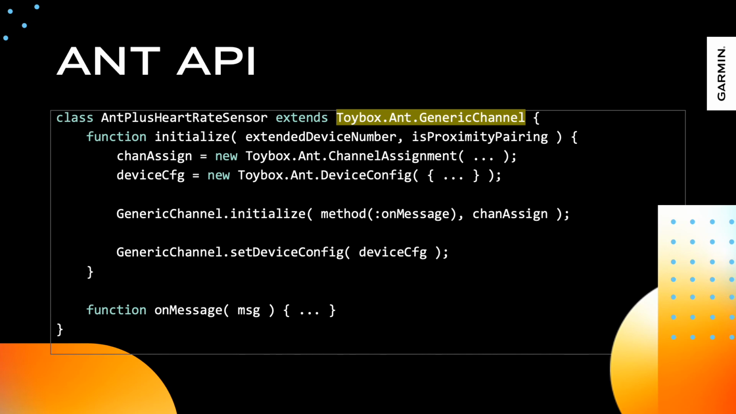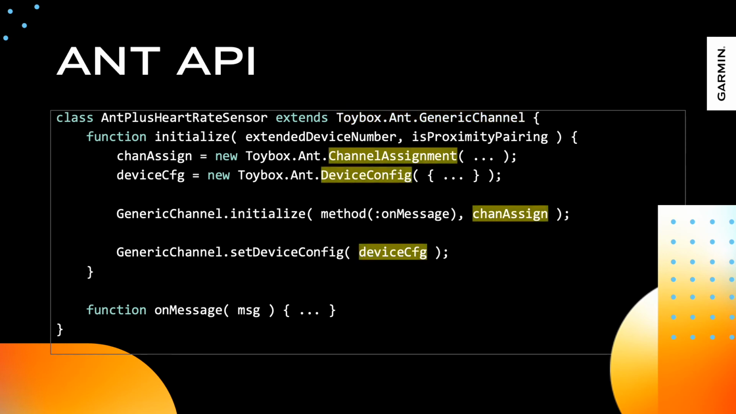Over the next few slides, we will be working through a small code snippet which shows some of the more important aspects of the Ant API. This first slide highlights an AntPlus heart rate sensor inheriting from the ant.generic channel class. You can think of the generic channel class as the gateway between your application and the Ant radio. With it, you can specify your channel's channel parameters, open and close a channel, and send and receive messages from the radio.